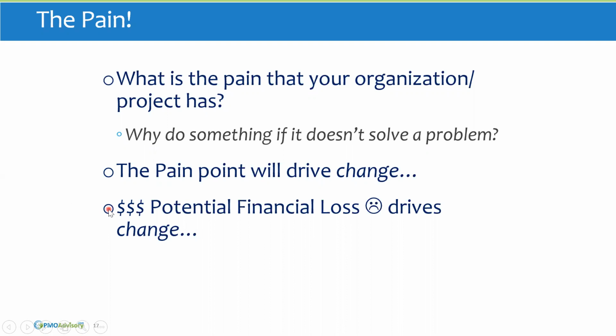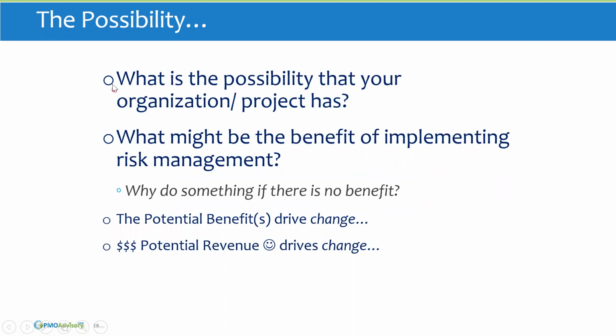And this is also where we can calculate potential financial loss. Potential financial loss oftentimes drives change. So now on the positive side, what is the possibility that the organization or project has? What could be the benefit of implementing risk management? Why should we do something if there's no benefit? Well, the potential benefits of driving change, or the potential revenue, can also drive change. Okay, so we want to look at those things. So that's our pain and possibility.